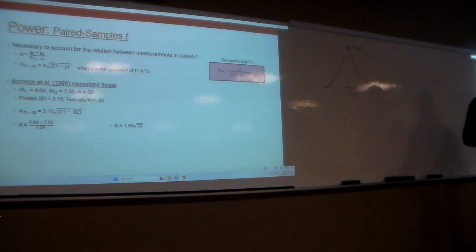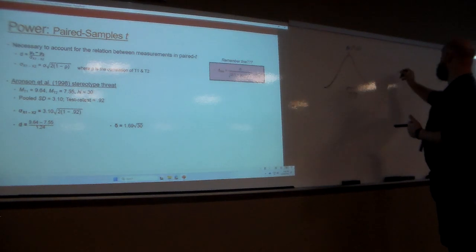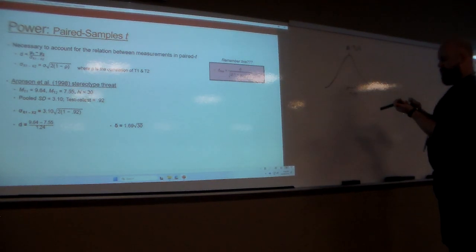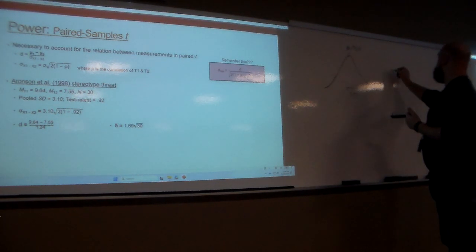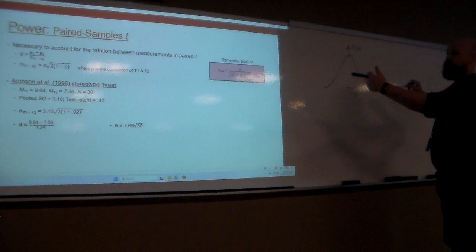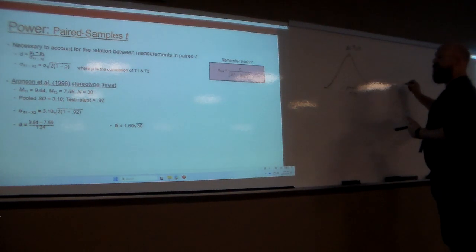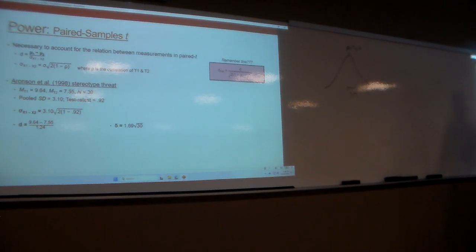If I see a d of 1.69, that's massive, right? Massive, massive. But what happens if I just go through and calculate this like we probably normally would? Calculate this as 7.55 minus 9.64 over the pooled standard deviation estimate, 3.10. What's the effect size that I would argue is the more interpretable effect size here?